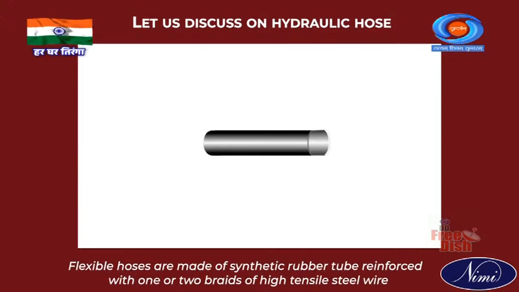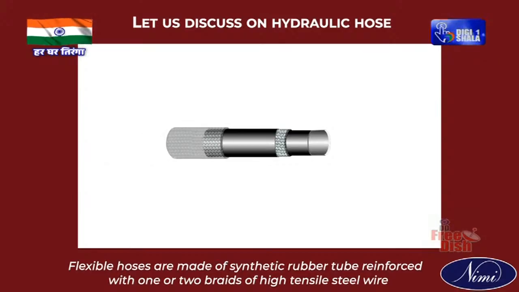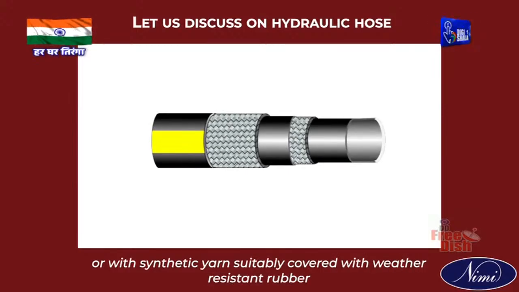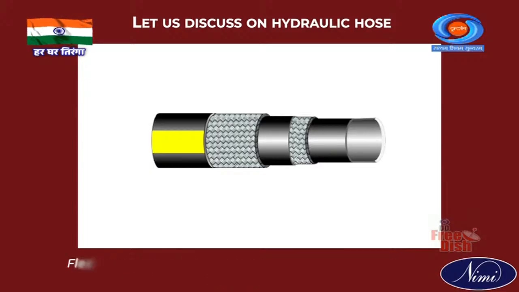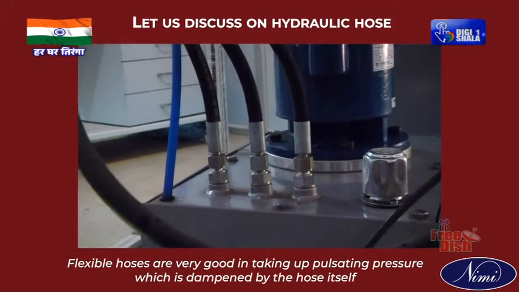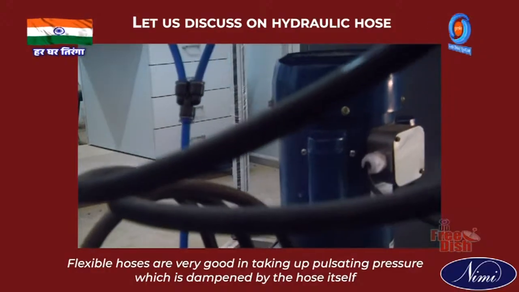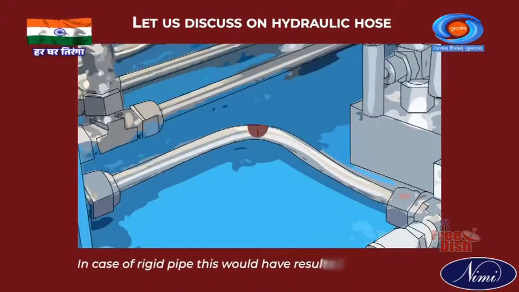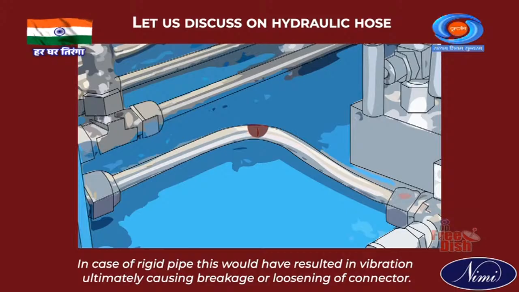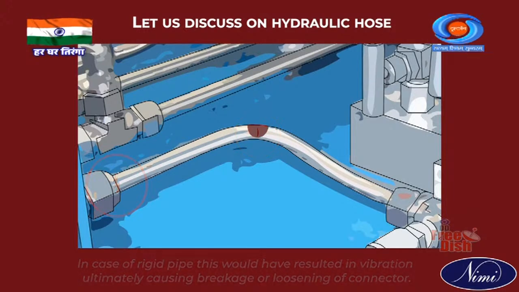Flexible hoses are made of synthetic rubber tube reinforced with one or two braids of high tensile steel wire or with synthetic yarn, suitably covered with weather-resistant rubber. Flexible hoses are very good at taking up pulsating pressure, which is dampened by the hose itself. In the case of rigid pipe, this would result in vibration, ultimately causing breakage or loosening of the connector.